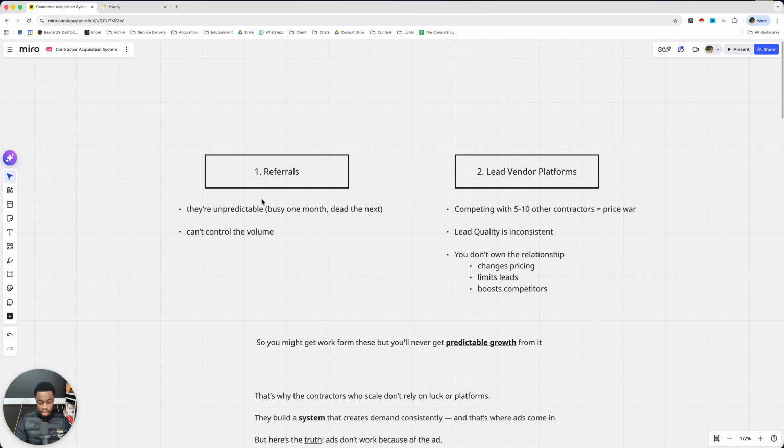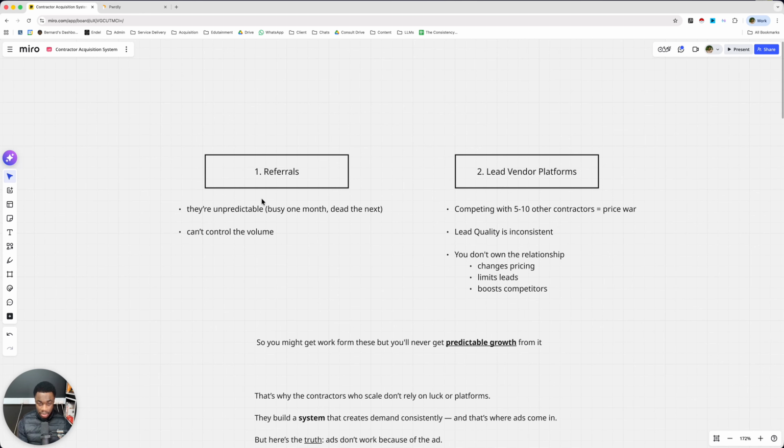So with referrals, obviously we know that referrals are great. It shows that you're doing good work. When people speak good things about you, it's always great to hear. However, it's just very unpredictable. And you've noticed where you have busy months and you have slow months off referrals. And if that's all you solely rely on, you know that there's no way you can control the volume. So you have to wait for someone to speak good things about you in order to get that job.